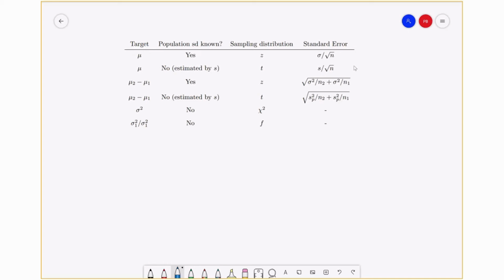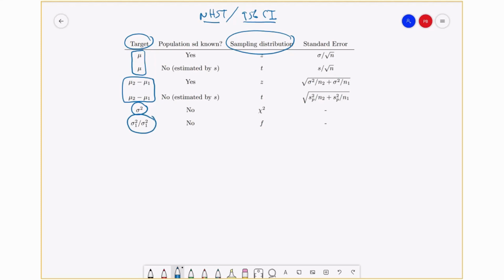And again, we come back to the idea that if we know the sampling distribution, we can do null hypothesis statistical testing, or we can do a 95% confidence interval. But null hypothesis statistical testing and confidence intervals on what? Well, we've got a variety of different targets. We've got the mean of a single population. We've got the difference between two populations. We've got the variance of a single population, or we've got the ratio between two population variances.